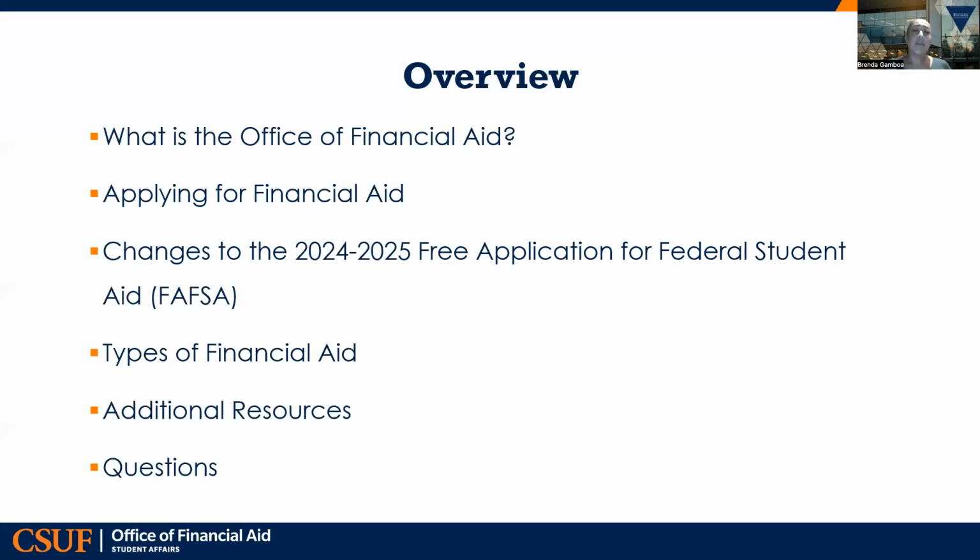So just an overview of what we're going to be discussing today. We're going to be discussing what the Office of Financial Aid does, how to apply for financial aid, the major changes for the 24-25 FAFSA and CADA application, the types of financial aid there are, and then additional resources. And at the end, you can ask any questions that you may have.